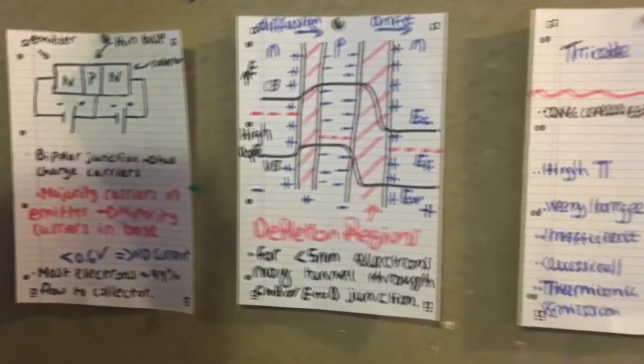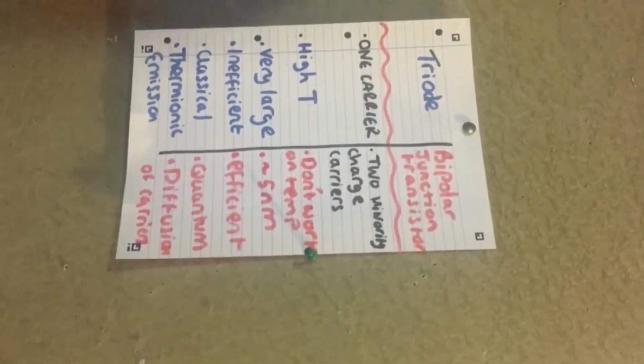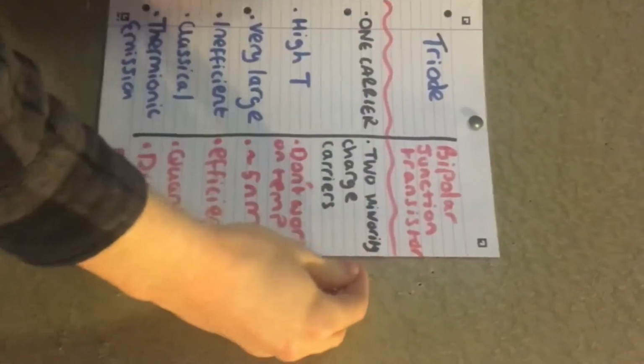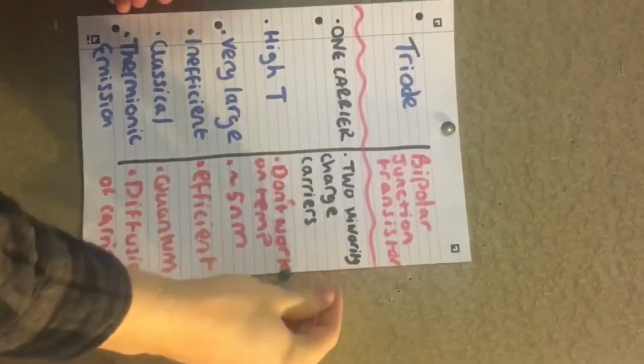Okay. And now we can compare the triode to the bipolar junction transistor. We can see the triode uses one carrier, which is the electrons. It uses a high temperature, it's very large and inefficient. It works upon classical concepts and thermionic emission, whereas the bipolar junction transistor works with two charge carriers, the holes and the electrons. It doesn't work with these high temperatures, so we must use Fermi-Dirac occupancy, and it's only limited by its size. They're very efficient by using these quantum effects and relying on diffusion and drift.